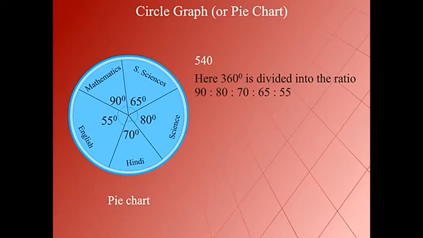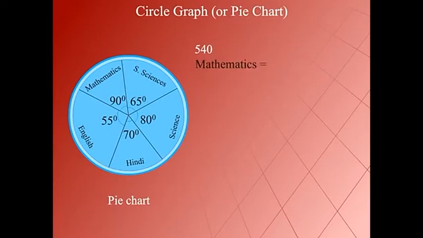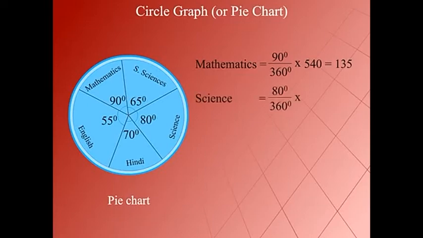So we will divide the total mark 540 in the ratio 90:80:70:65:55. Thus, mark obtained in Mathematics is equal to 90 degree divided by 360 degree into 540. That is equal to 135. Mark obtained in Science is equal to 80 degree by 360 degree into 540 is equal to 120.